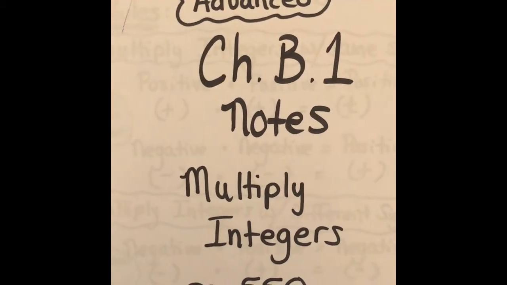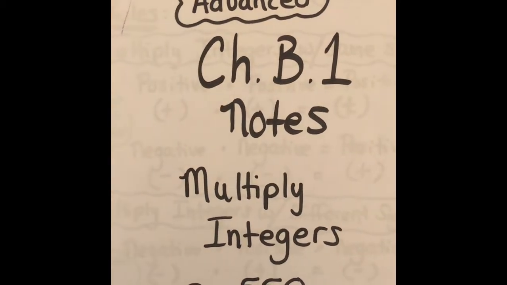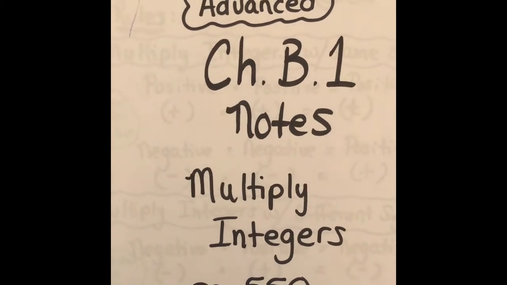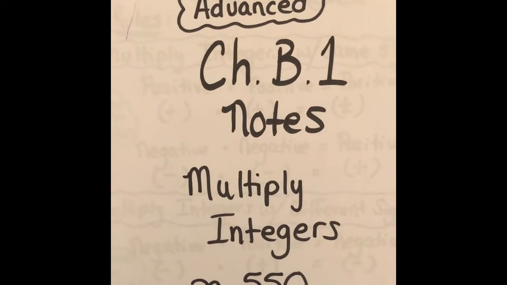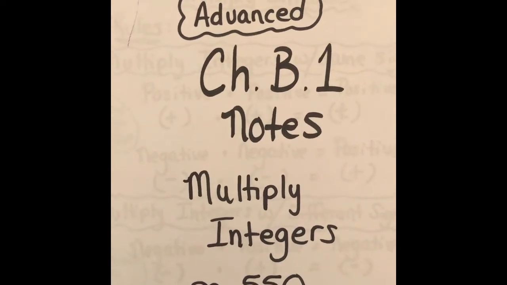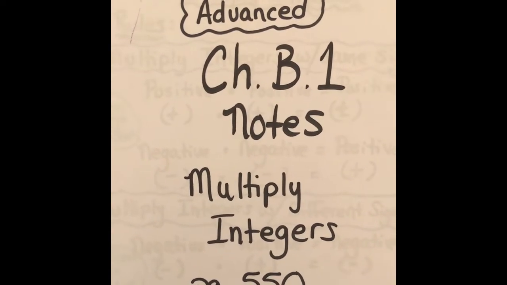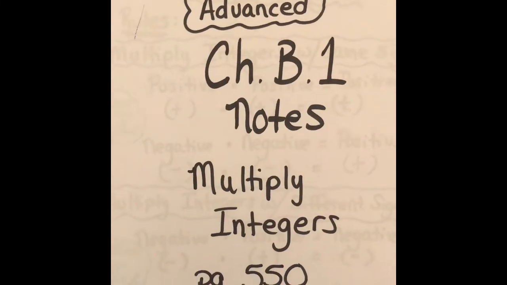Okay, we are starting chapter B. We're on chapter B, section 1 on multiplying integers. Remember, integers are those positive and negative numbers. If you want to follow along in your textbook, I'm on page 550.